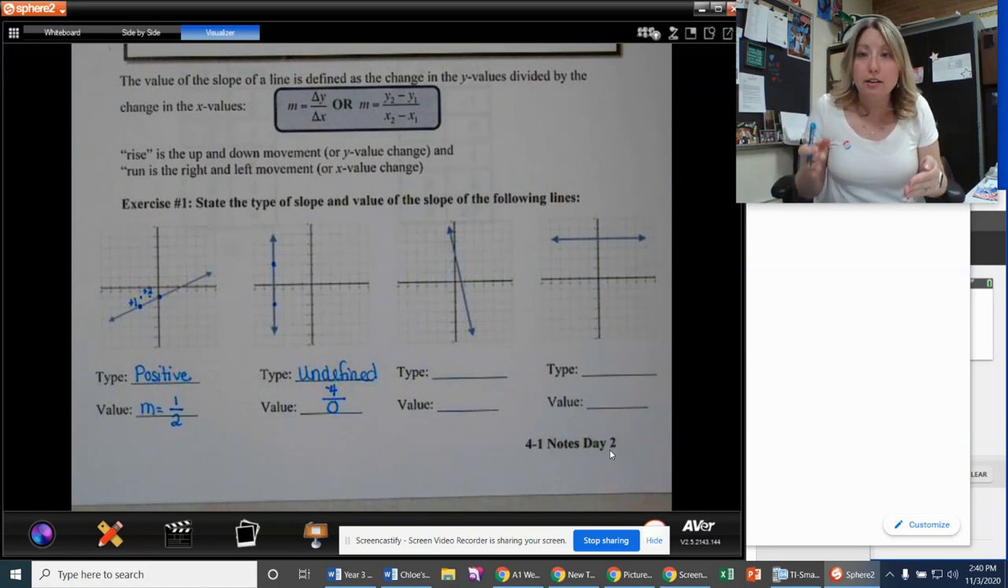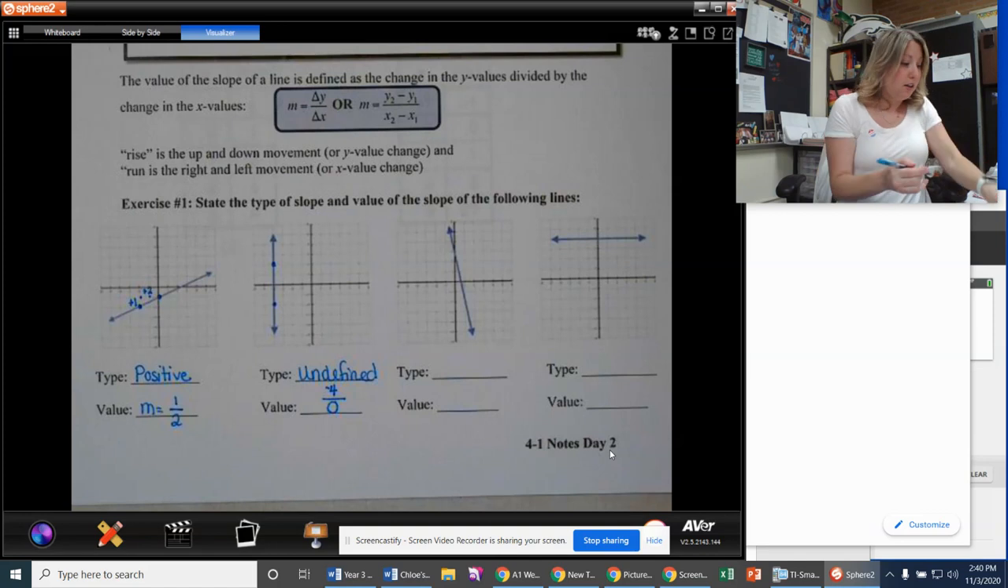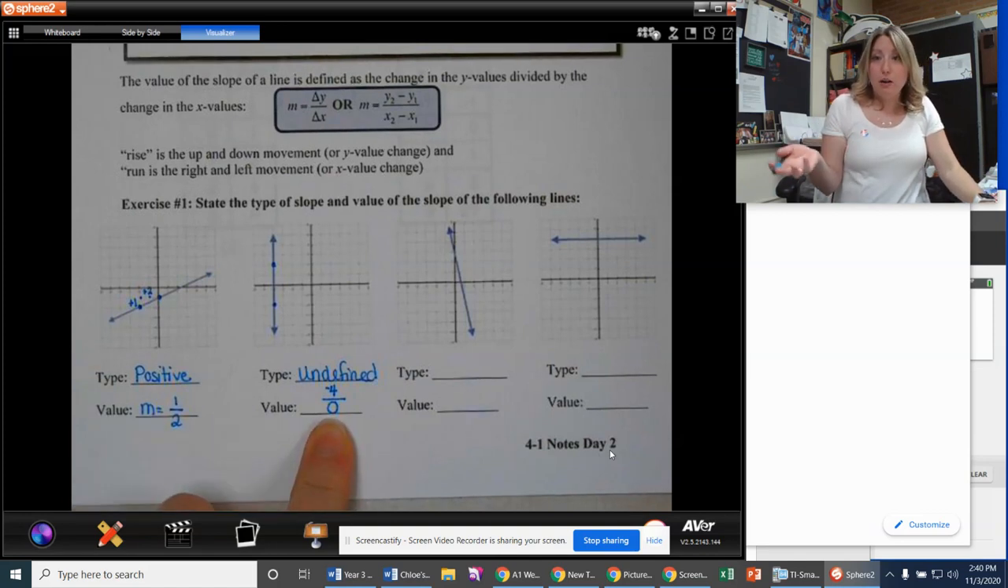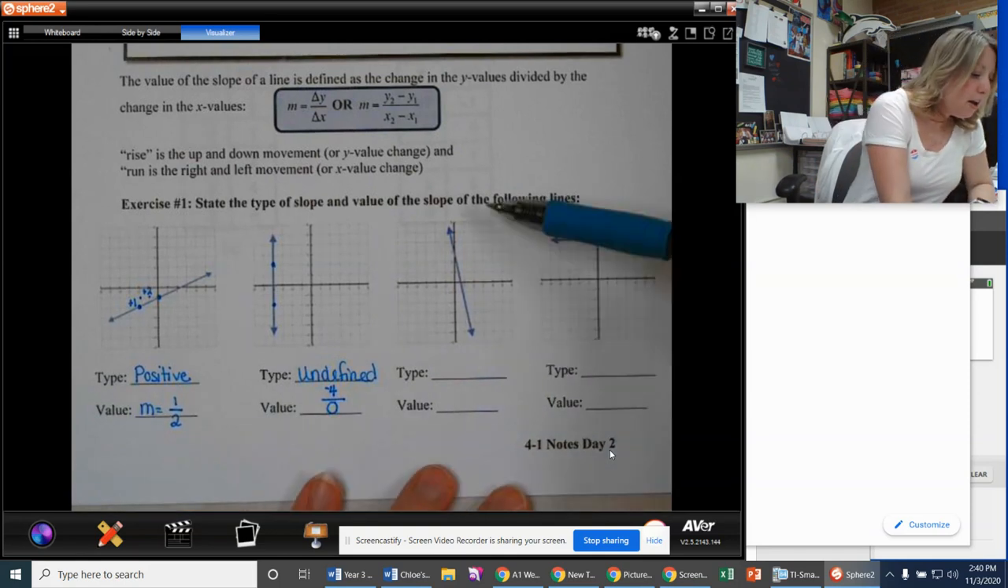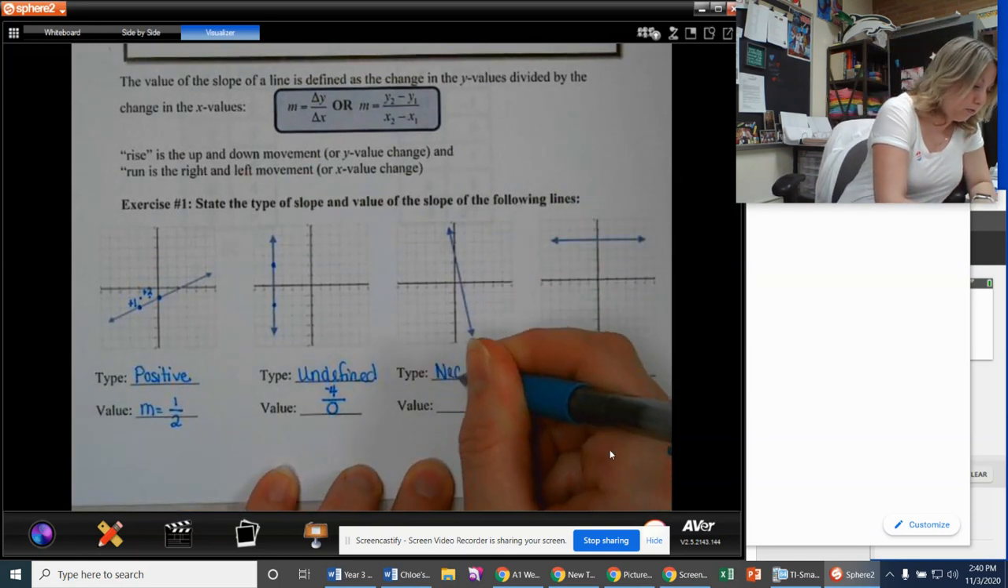And if the change in x is 0, this is a vertical line straight up and down, and the slope is undefined. This, as we know, is not allowed to happen. We are not allowed to divide by 0. Okay? This type, just looking at it, is negative.